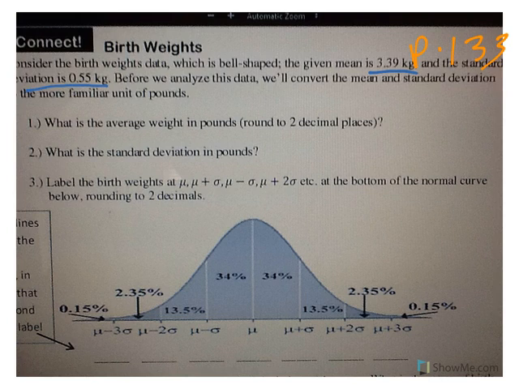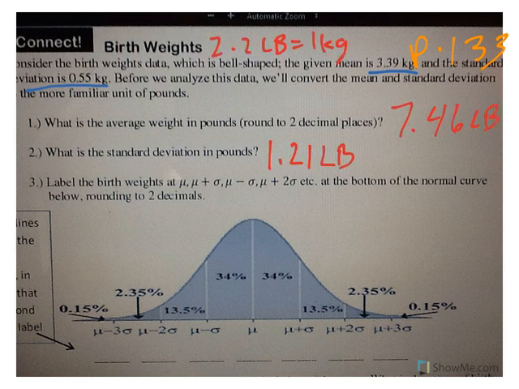So I want you to hit pause, and first convert each of those kilograms to pounds. All right, well, I used the conversion of 2.2 pounds is 1 kilogram, so I just had to multiply. And I rounded to 2 decimal places as told, so the average weight in pounds is 7.46 and the standard deviation is 1.21.